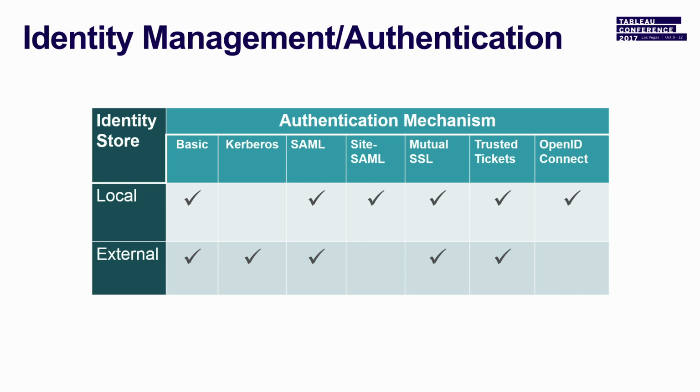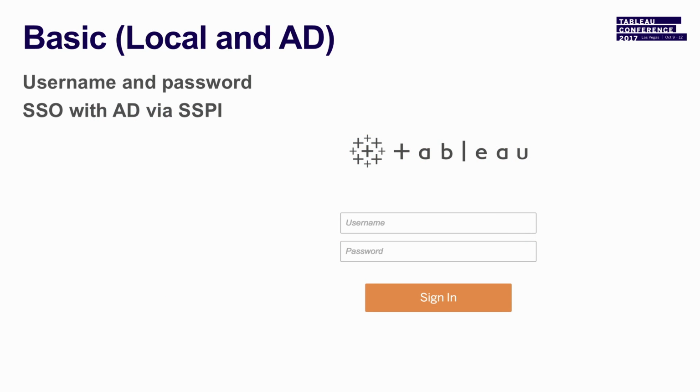So again, we have our identity store. We have local and external. And you can kind of see in this matrix which other authentication mechanisms are available for you to use in combination with those. So I'm just going to leave this up for a moment so you can take a look at it or take a photo. Cool. What's that? Yes, the slides, yeah. This presentation will be available to download after the conference. Awesome.